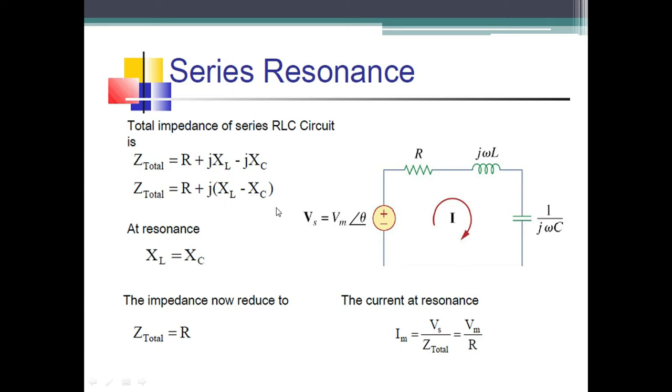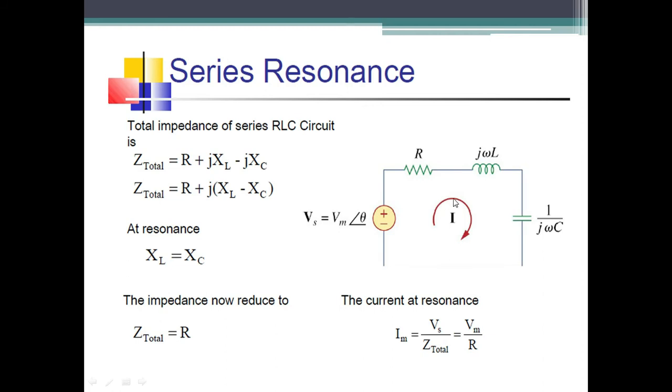From that equation we understand how to find the total impedance Z total. At resonance, XL is equal to XC, then your series RLC circuit is at resonance. Then the impedance reduces to Z total equal to R. Basically your impedance and resistance both are the same.